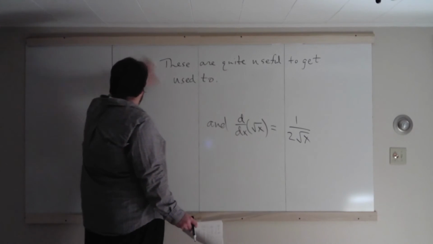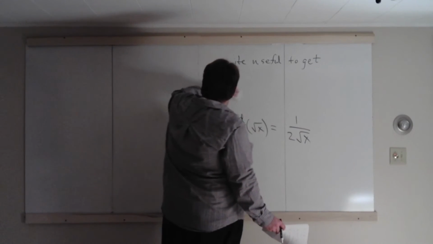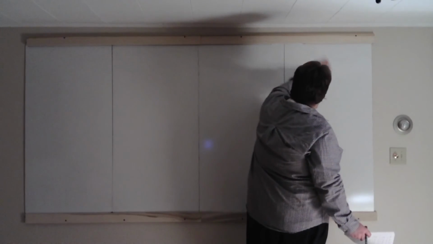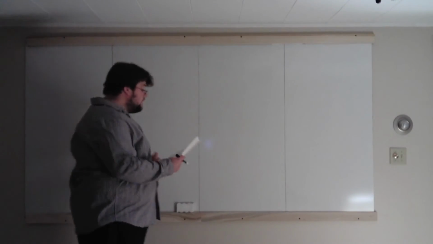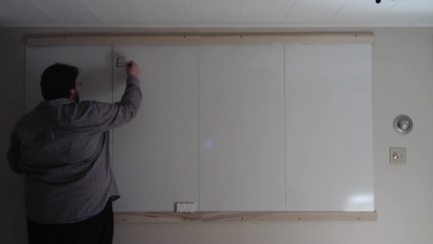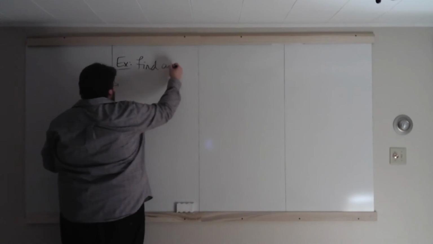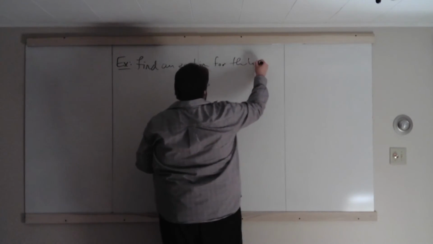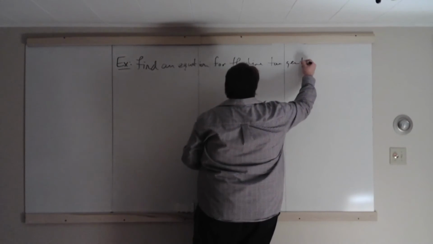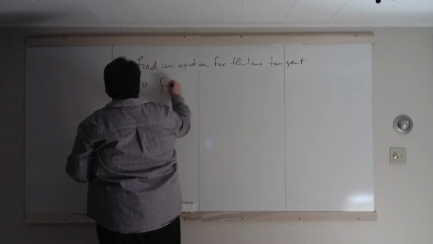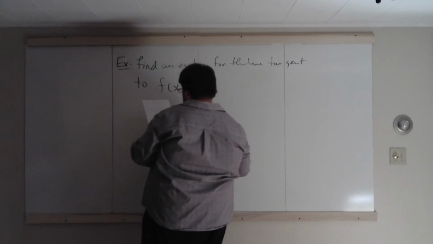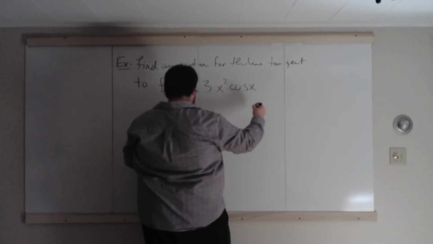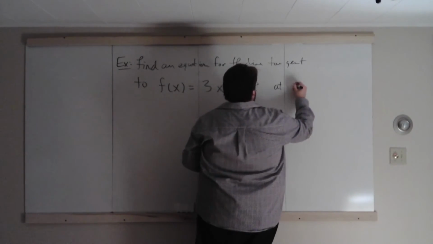Now, what can we do with the derivative? Well, we can do a bunch of things with the derivative. One thing we can do is find equations for tangent lines. So let's do a couple examples. Find an equation for the line tangent to this function, y equals 3x squared cosine x, at x equals pi.